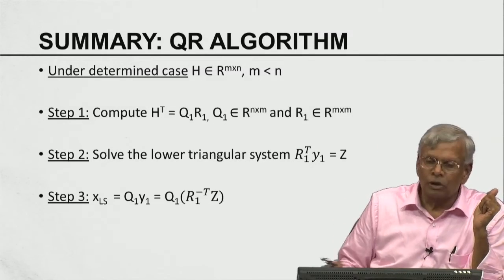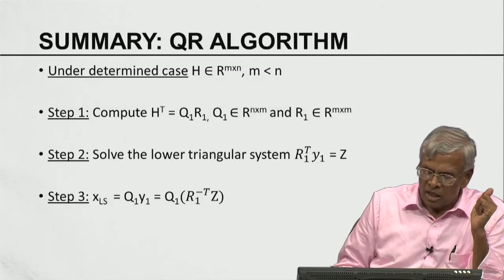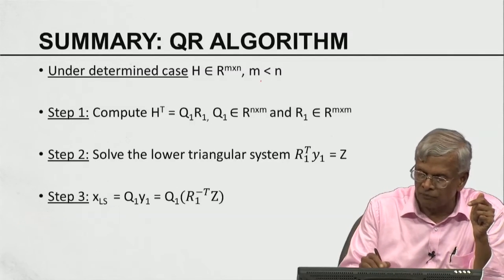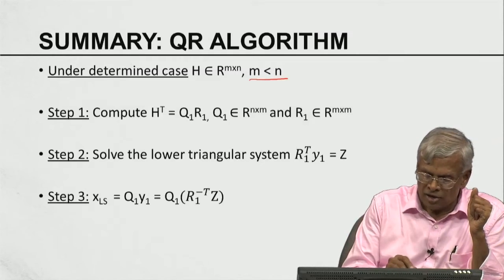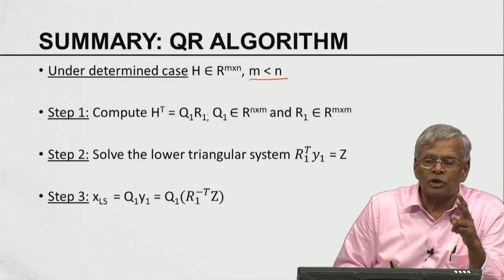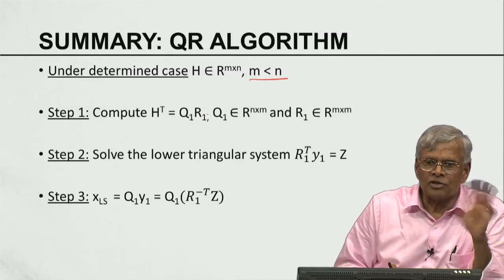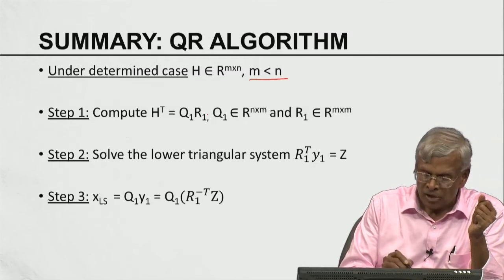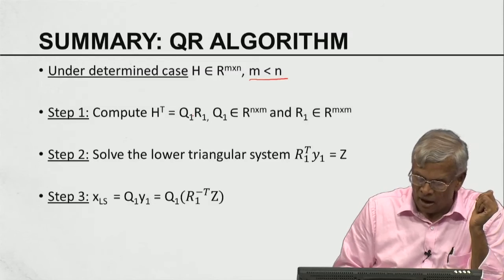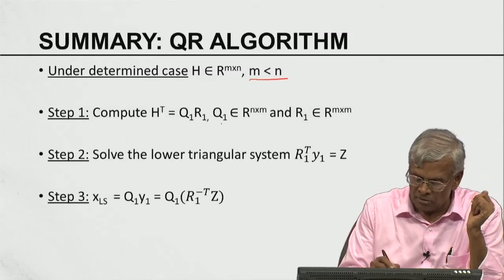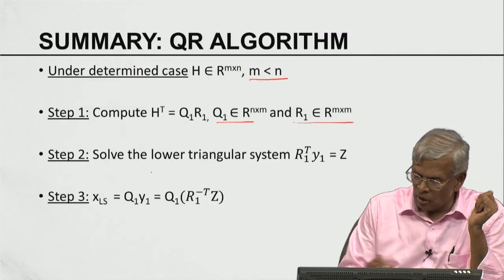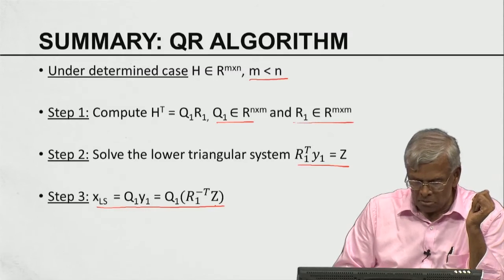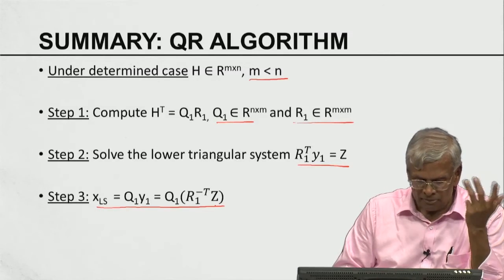I also want to touch upon the underdetermined case. When M is less than N, it is an underdetermined case. Again, it is a complete summary of all the analysis we have done. H transpose. Whatever we did for H, now I am going to do for H transpose. Operation on H and operation of H transpose are not too different from each other. They are mathematically equivalent. Again, H transpose can be expressed as the product of Q1 and R1. Q1, R1 are given by these respective sizes. Solve the lower triangular system, and the least square solution is given by Q1 times R1 inverse transpose times z.